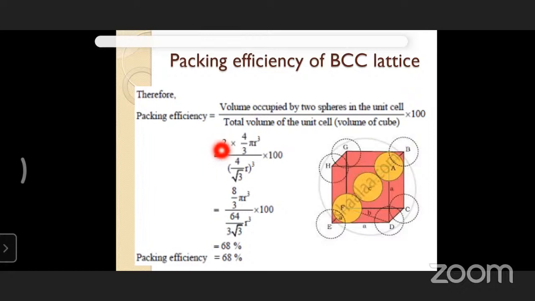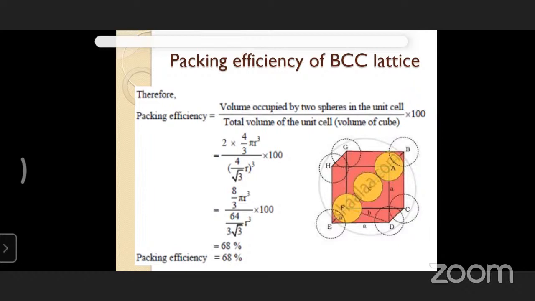Number of atoms, already in the first slide we have seen the formula: number of atoms into the volume occupied by the spheres in the unit cell. So 2 into the volume, 4/3 pi r cube. And the total volume of the unit cell in the BCC will be (4/√3 r) whole cube, since it is a cube and a is equal to 4/√3 r. Because of that reason, (4/√3 r) whole cube into 100. Then we will do the simplification. Packing efficiency, what are we going to get? 68%.